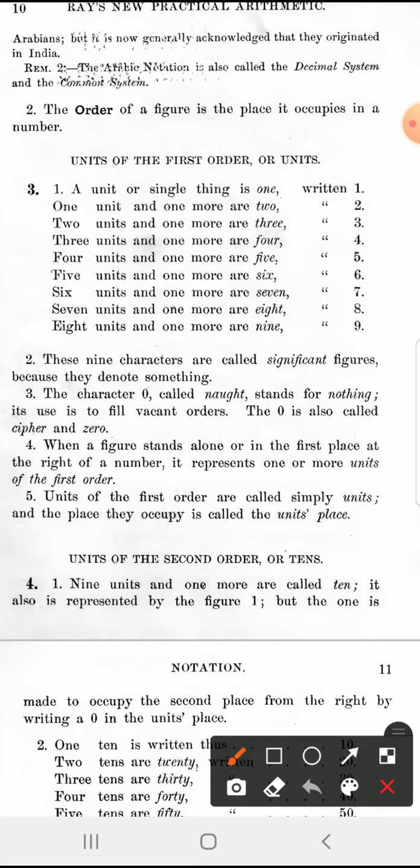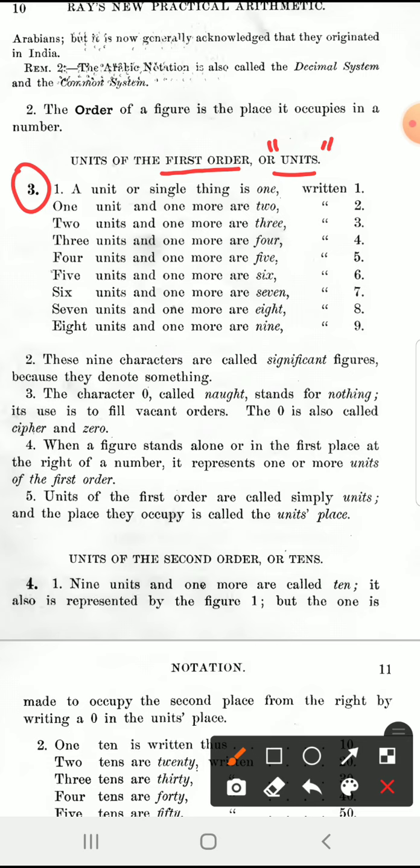Let's begin by looking at Article 3. You can see it begins right here on your page, Article 3, and we see the subject of this lesson is units of the first order. Units of the first order, or they're called "units." We'll see why later in this lesson.